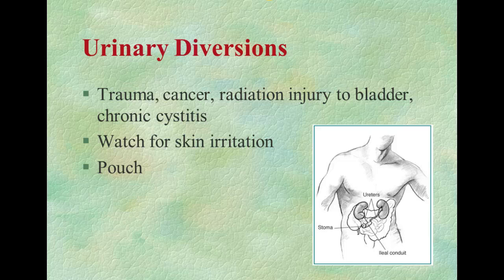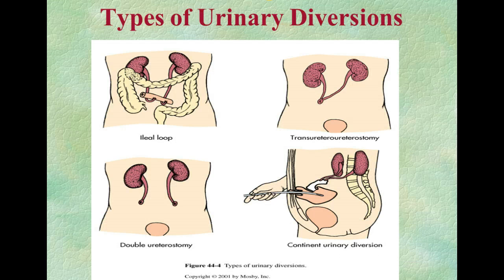Urinary diversion is a diversion of urine from the kidneys to an abdominal surface. It can be temporary or permanent, and it involves separating a loop of the ileum. Ureters are implanted here and urine is drained via a conduit. It can connect to a pouch and would need an ostomy nurse referral regarding fit for the outer pouch and appliances. It's important to watch for skin irritation. And on this slide you see different types of urinary diversions.